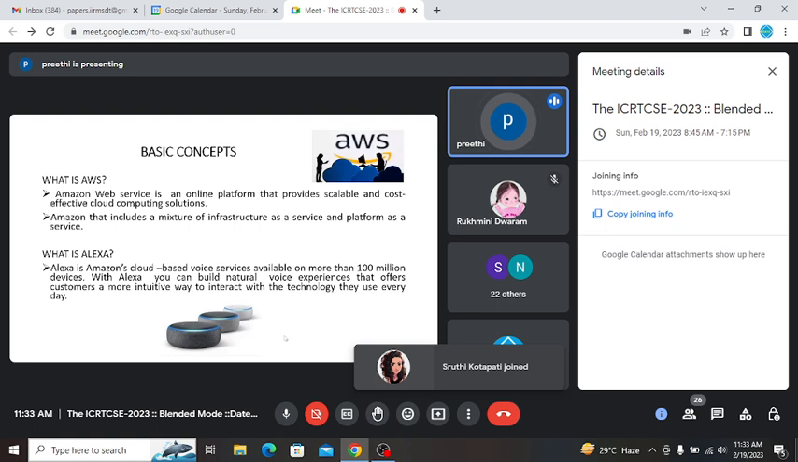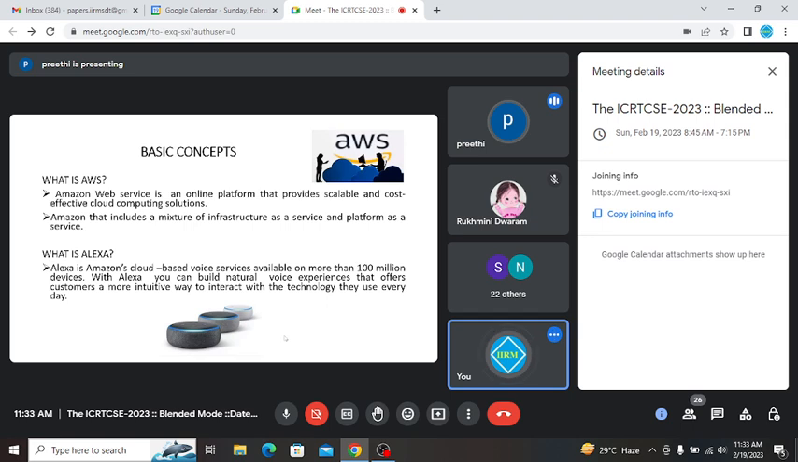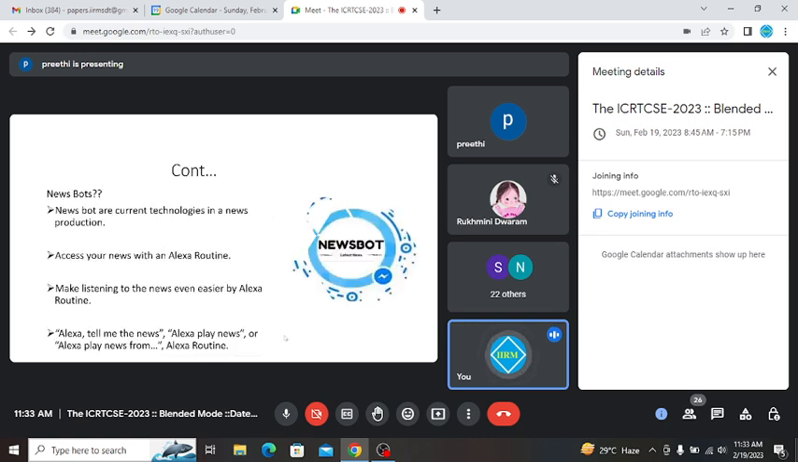What is AWS? Amazon Web Services is an online platform that provides capable and cost-effective cloud computing solutions. Amazon includes a mixture of infrastructure as a service and platform as a service. And Alexa is a speech recognition system that can be used to recognize our voice and convert it, with text to speech and speech to text. These are the news bots. News bots are the current technologies in news production. It is accessed with the Alexa routine. They tell us about the news by speaking and listening.